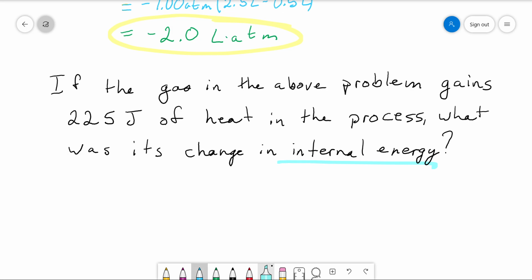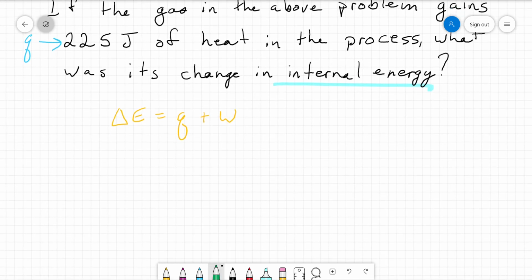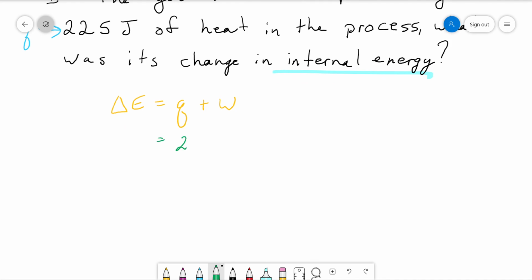Now we're given a heat. Heat is of course Q, not G. Now I'm writing like my 6-year-old son. Don't know the difference between a Q and a G. Okay. Q is 225 joules. So what's the equation for internal energy? Delta E is equal to Q plus W. This problem really couldn't be much easier, okay? Q is 225 joules. Work is negative 2.0 liter atmospheres. Anybody see a problem with this?